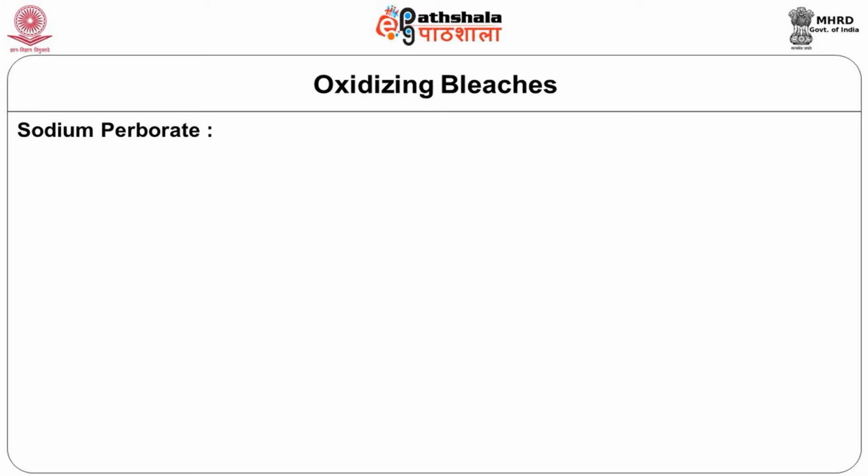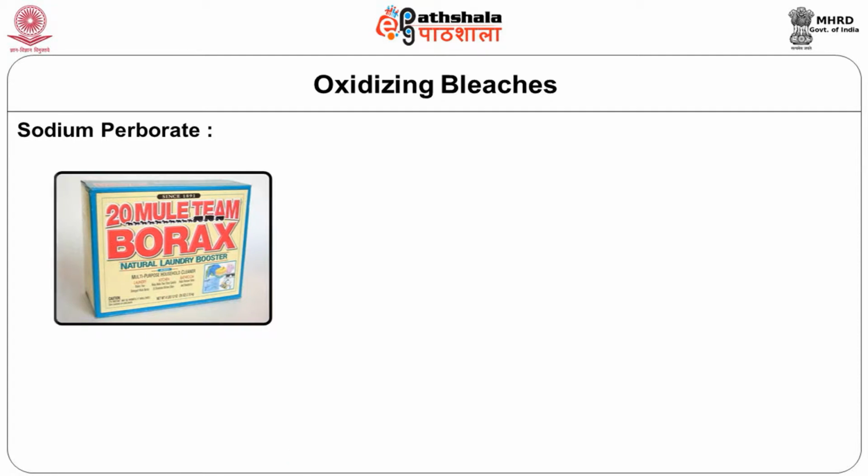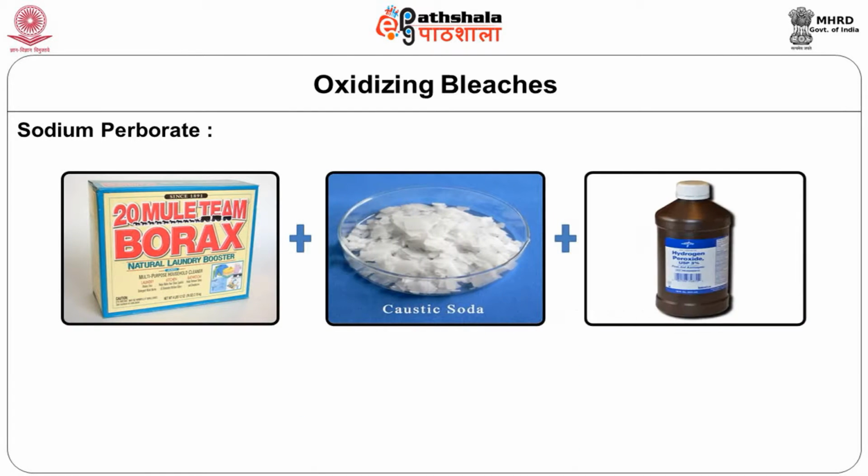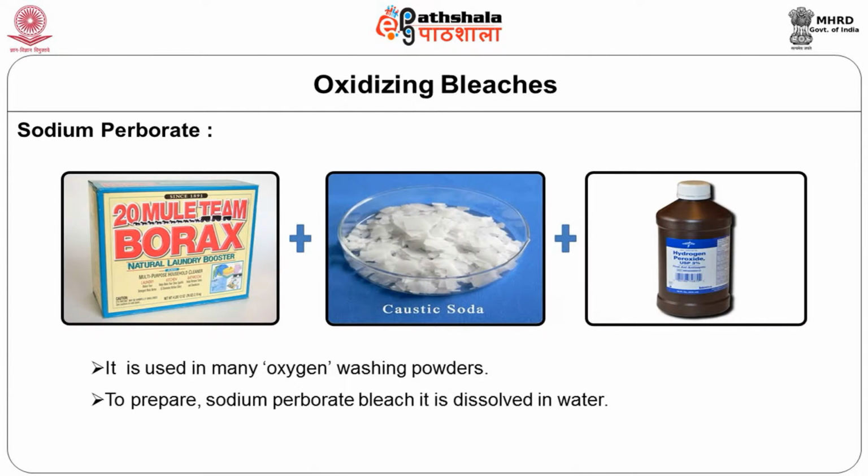Next, I am going to tell you about sodium perborate. This has been made from borax, caustic soda and hydrogen peroxide. It is used in any form of oxygen washing powder. To prepare sodium perborate bleach, it is dissolved in water.